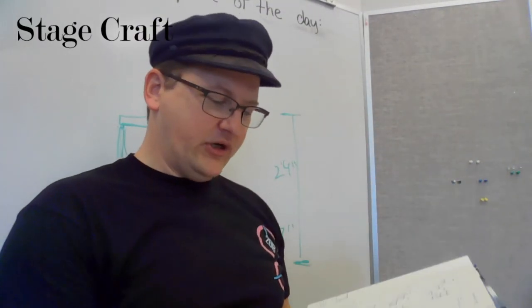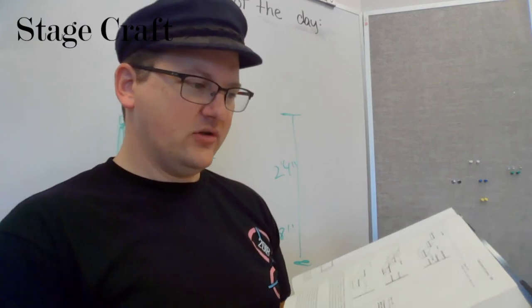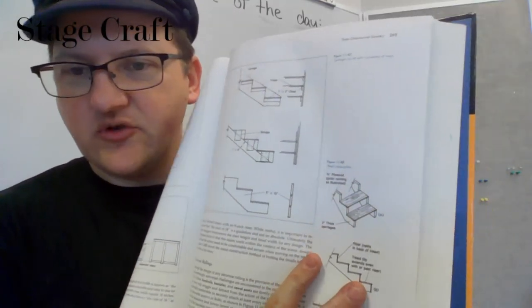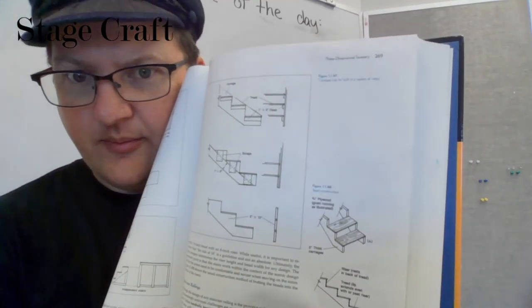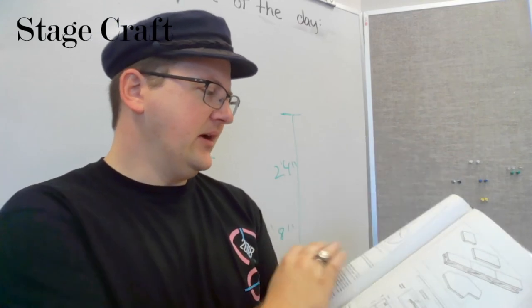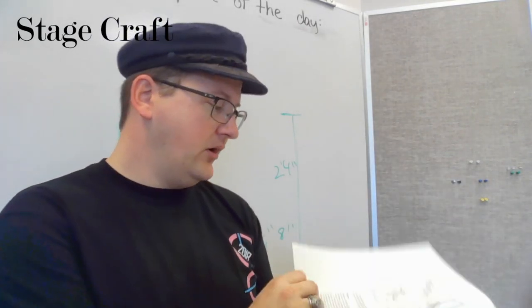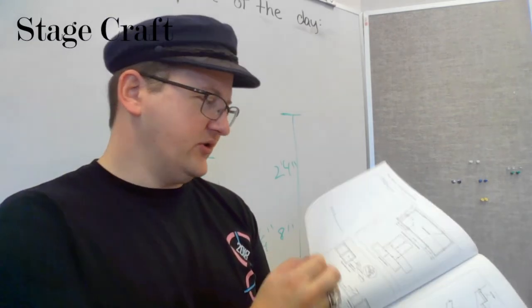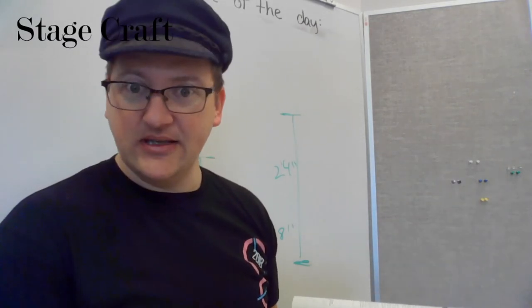The diagram in your book, figure 11.17, describes this in detail a little bit better. So if you want to follow along in your book and understand a little bit better how step units need to be built, that information is in your book as well, with some drawings that you can see up close.